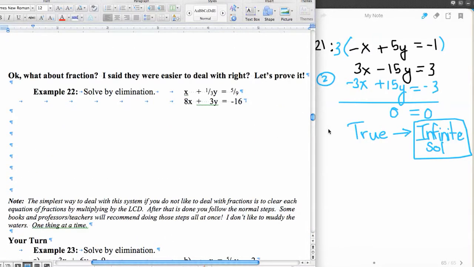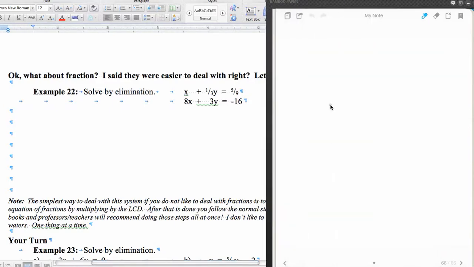Now what about one with fractions in it? Fractions can be our nemesis. So the cool thing about fractions is that we can eliminate the fractions from our process. And I recommend that we eliminate fractions from the process before we ever start to try to do elimination. Some books and some teachers will tell you to do elimination and fraction removal at the same time. I don't think that's absolutely necessary.